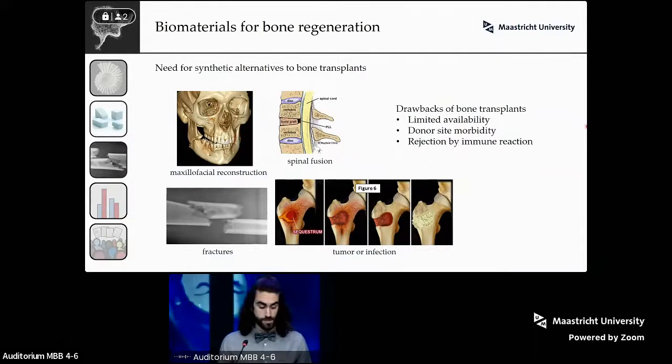For example, in maxillofacial reconstruction, spinal fusion, large and complex fractures, tumors, or infections, you need a bone transplant that has associated drawbacks. There's a limited availability of these transplants. There's the risk of complications of the surgery to obtain the bone transplant, and also a risk of rejection by immune reaction.